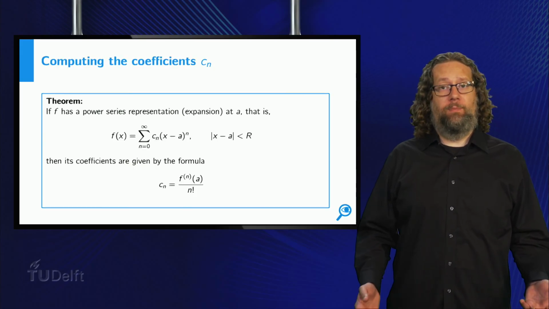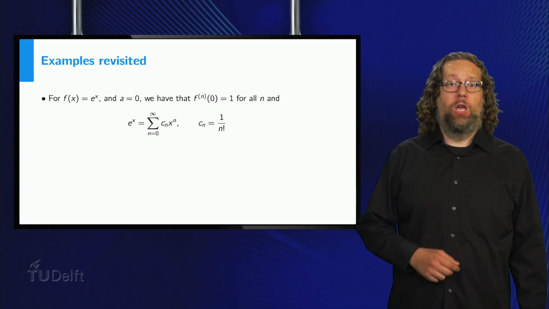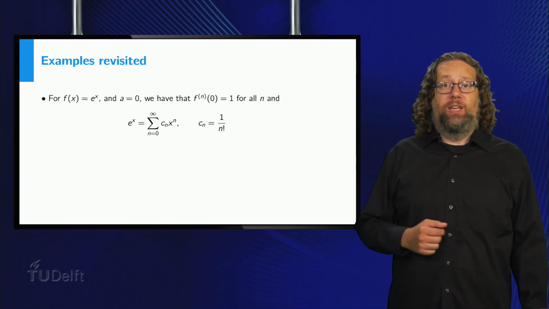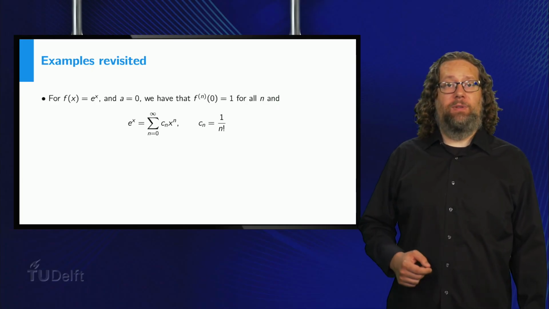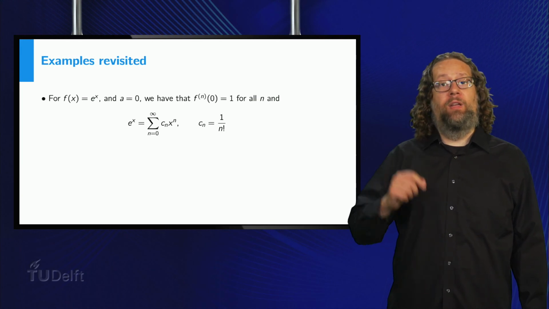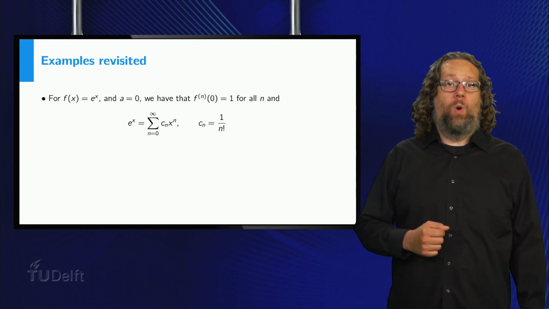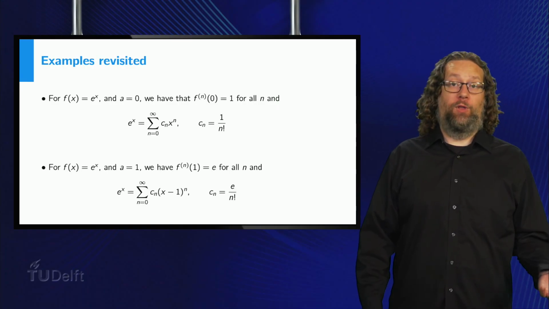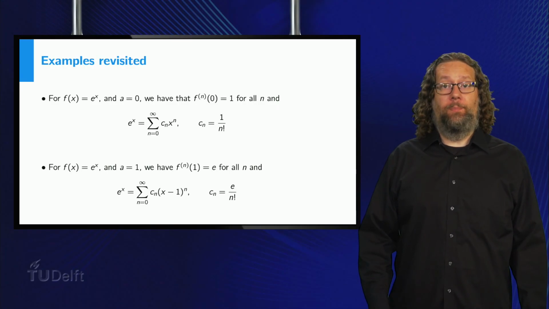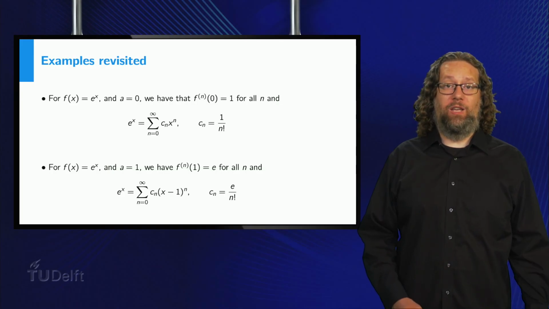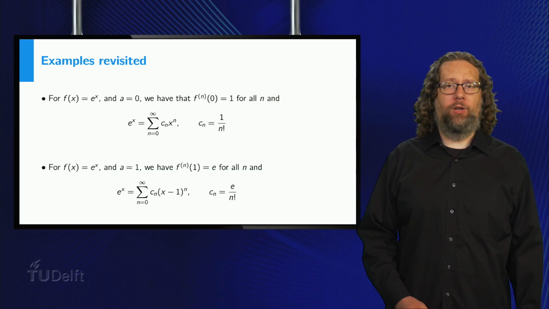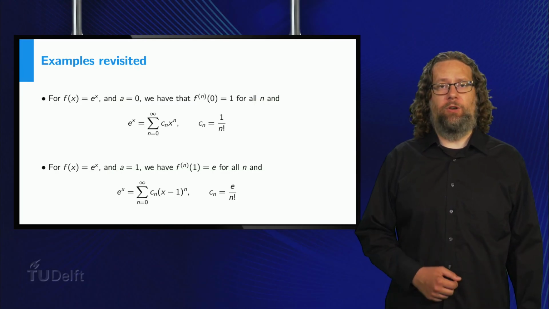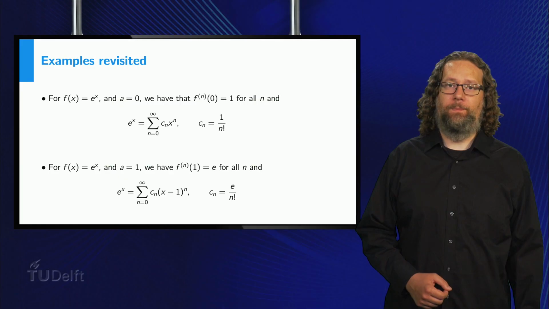To illustrate the theorem, we go back to the previous examples. In this case, when f of x is e to the x, and when we choose the center at 0, we have that the derivatives of all orders are equal to 1, and we obtain the coefficients 1 over n factorial. For the same function, but with center at 1, we have that the derivatives of all orders are equal to the number e, giving us the coefficients e over n factorial. In both cases, we also have that the function is actually equal to the Taylor series. Can you figure out why?